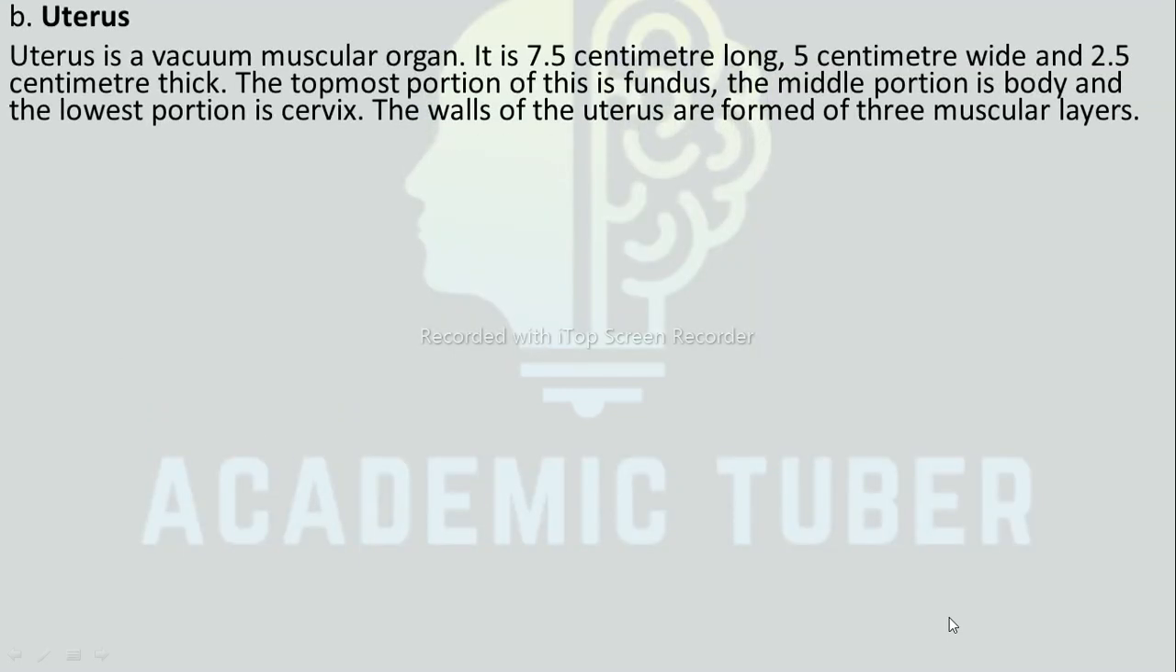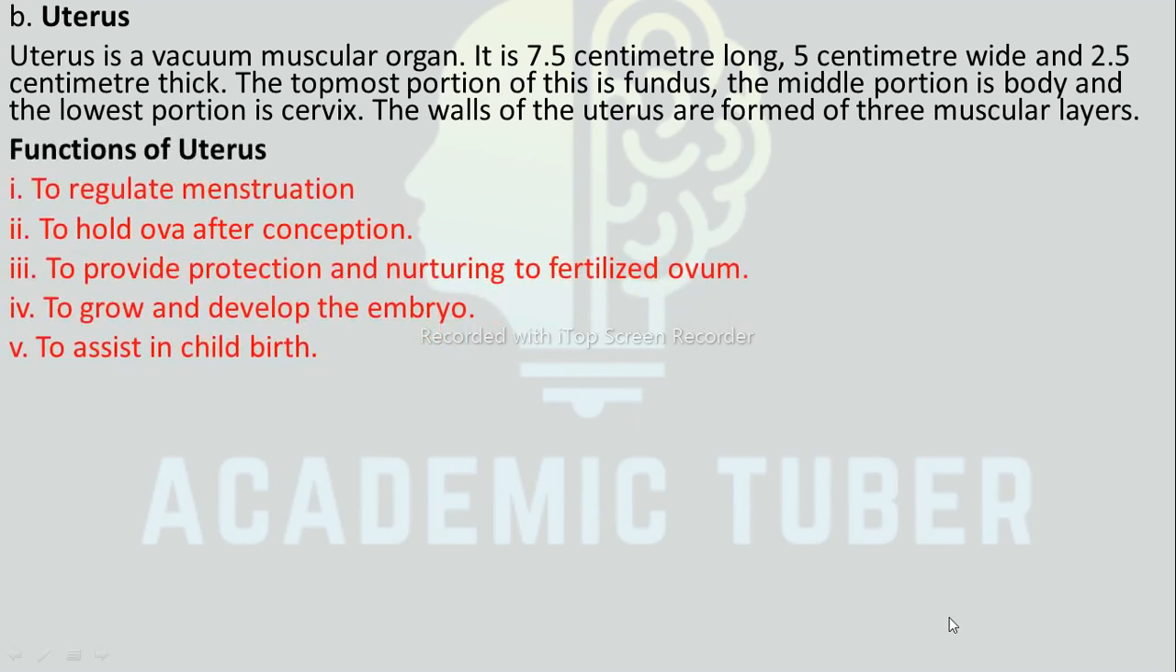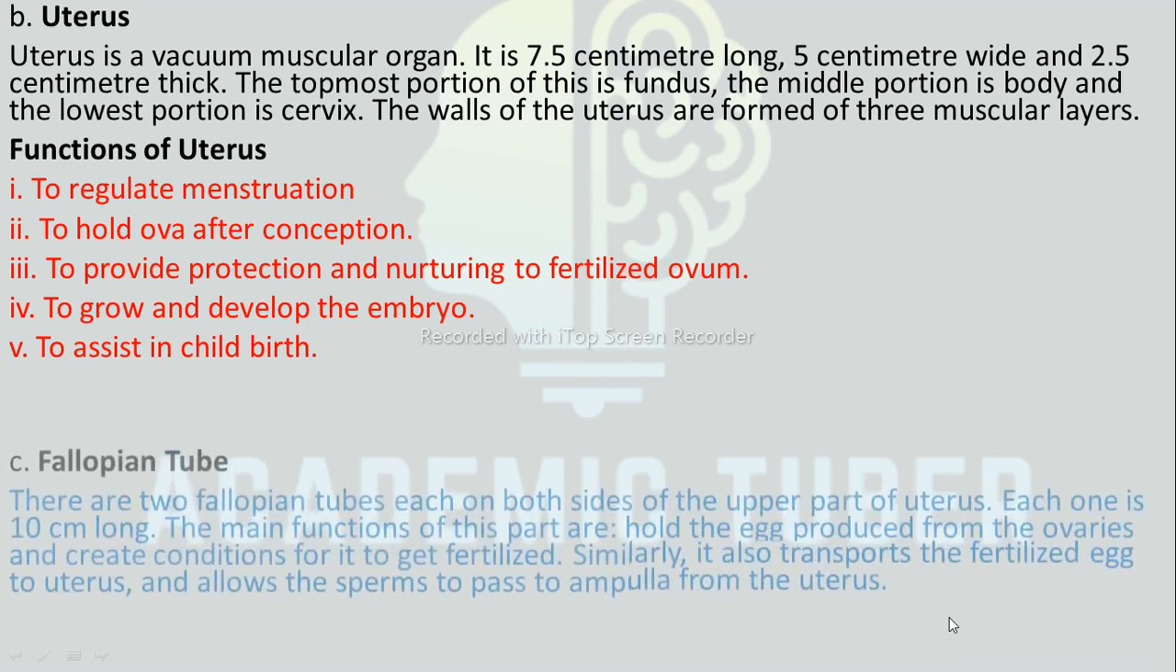Uterus. The uterus is a hollow muscular organ. It is 7.5 cm long, 5 cm wide, and 2.5 cm thick. The topmost portion of this is the fundus, the middle portion is the body, and the lower portion is the cervix. The wall of the uterus is formed of 3 muscular layers. Functions of the uterus: to regulate menstruation, to hold ova after conception, to provide protection and nurturing, to fertilize the ovum, to grow and develop the embryo, and to assist in childbirth.